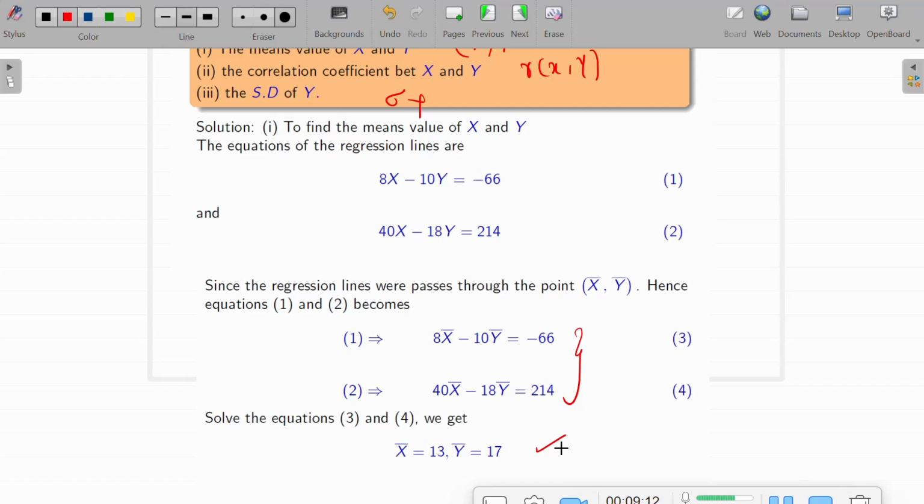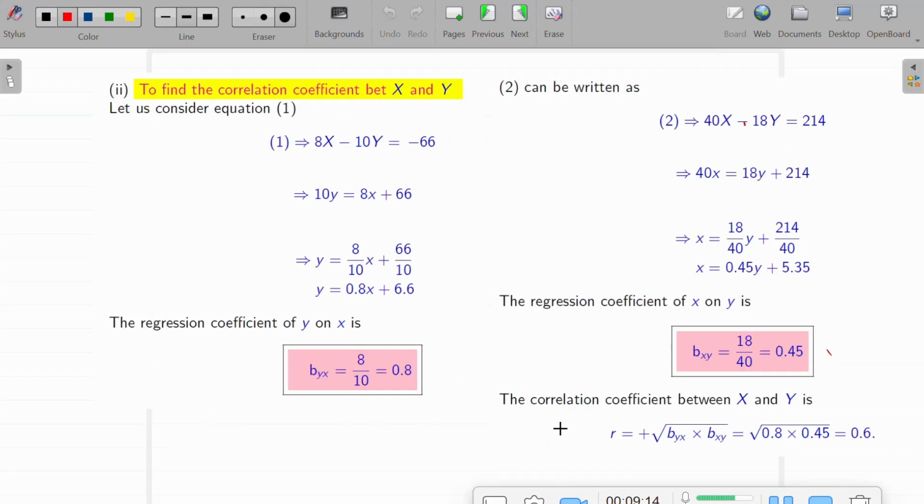So next I have to find the correlation coefficient of x and y. To find it, I'll go with the logic of the regression coefficients, because we know the correlation coefficient is the square root of byx into bxy. So for that I have to find byx and bxy. Let me consider one of the equations, 8x minus 10y is equal to minus 66.